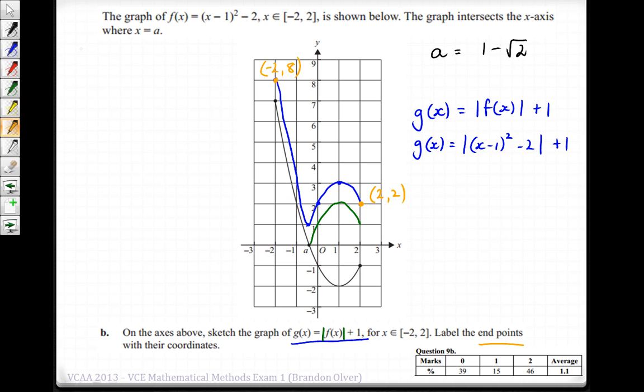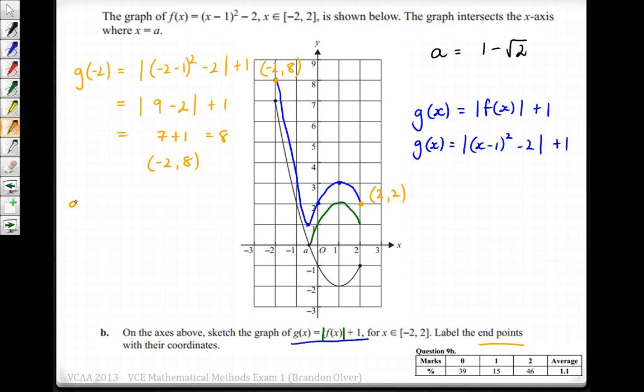So then I can do g of -2, which is equal to the absolute value of (-2 - 1) squared - 2 + 1, which is going to give me the absolute value of -3 squared, which is 9, minus 2 plus 1. So 9 minus 2 is 7, plus 1 equals 8, which gives me the point (-2, 8).